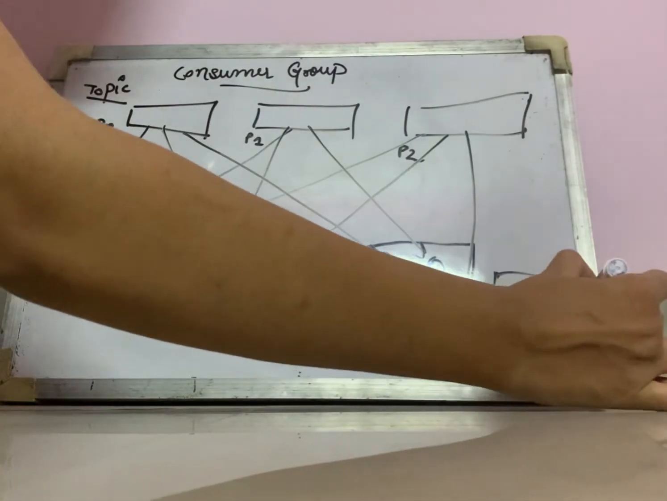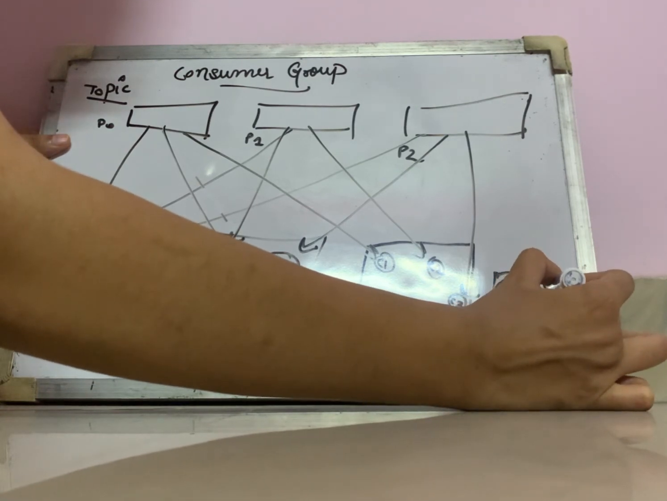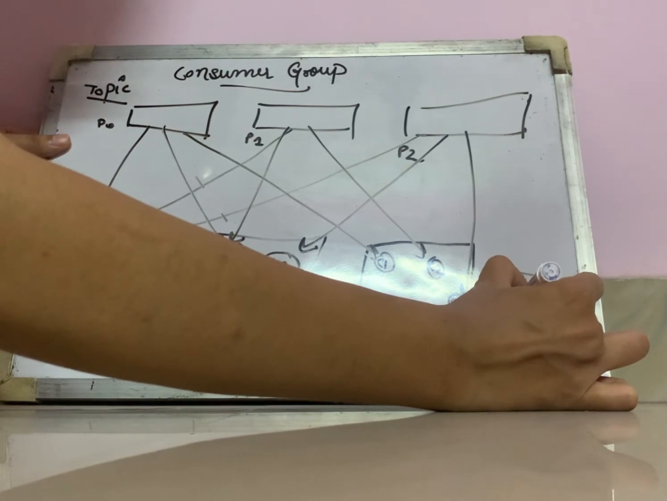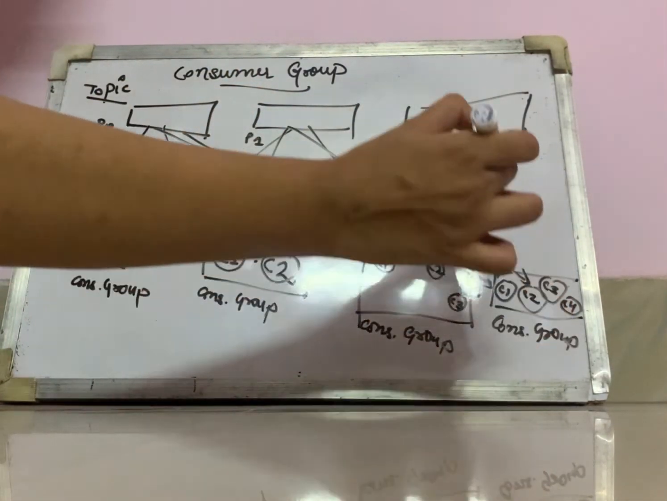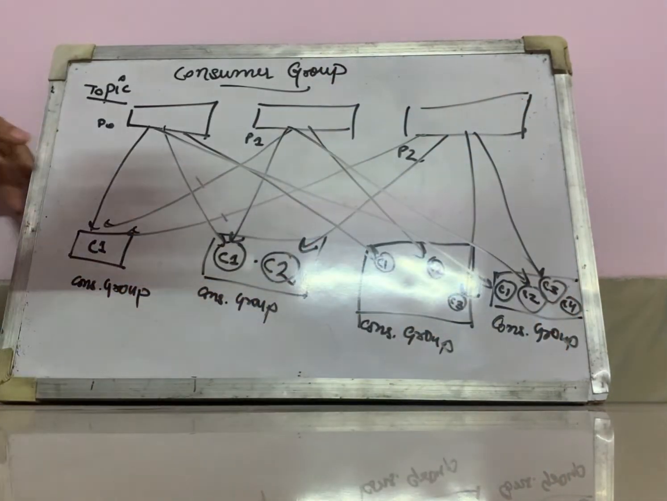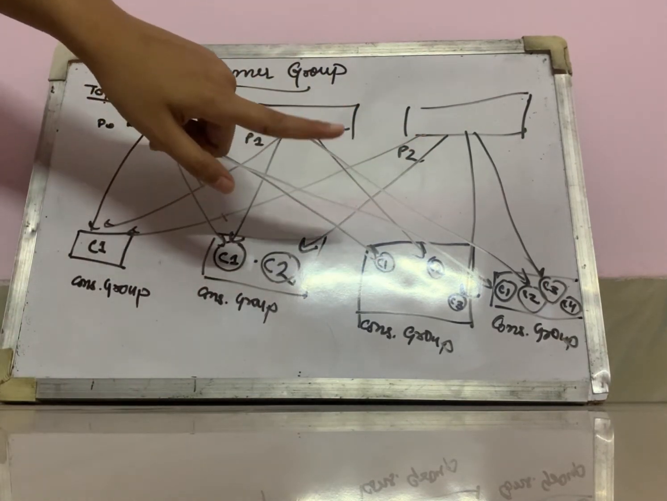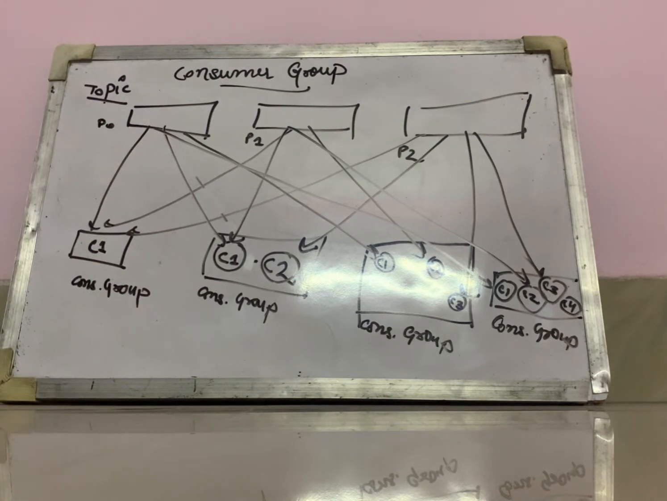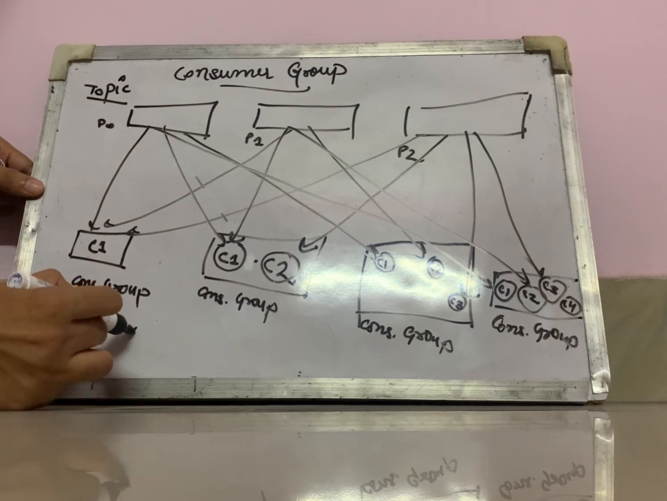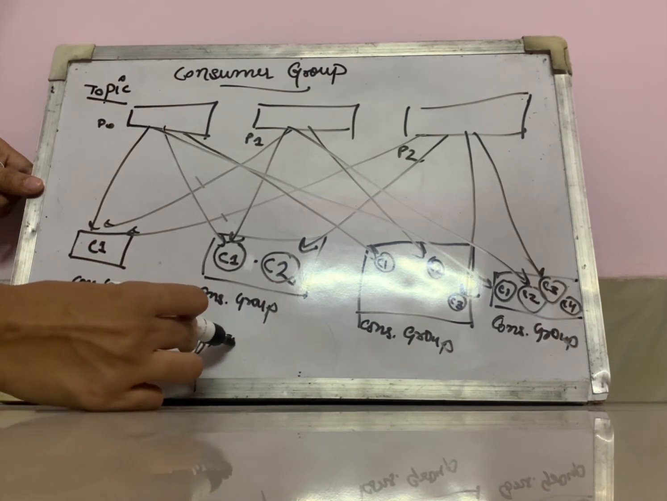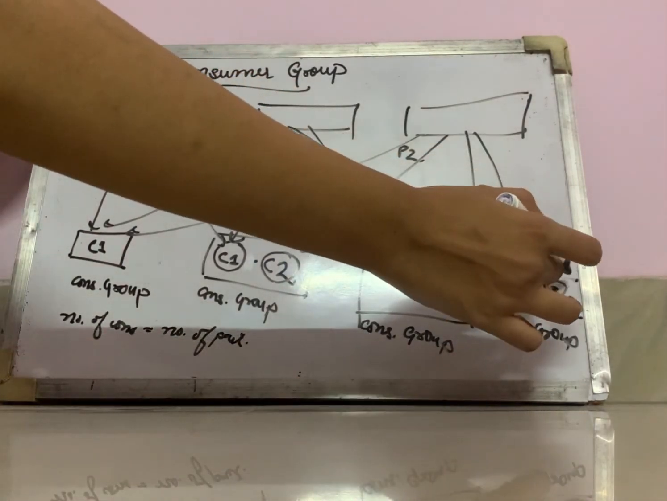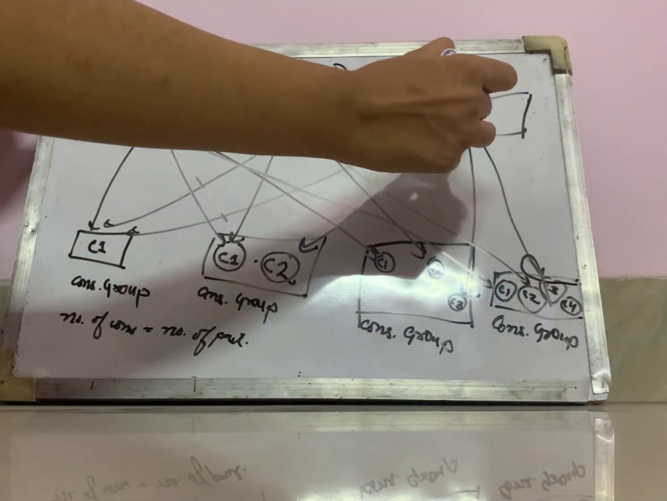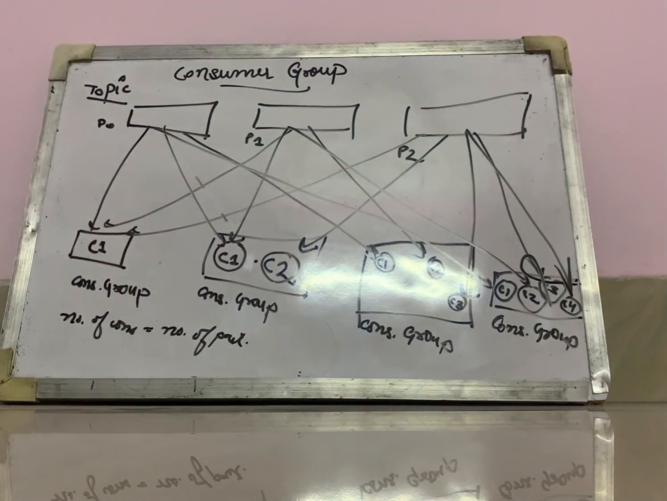Again, consider one more example where C1, C2, C3 and C4 are present: 4 consumers in one single consumer group, with 3 partitions. What will happen? C1 is reading from partition 0, C2 from partition 1, and C3 from partition P2. Now C4, the 4th consumer, will remain idle because you do not have any more partitions. So we can conclude that your number of consumers should be at most equal to the number of partitions, but cannot usefully be greater, because in that case the extra consumer will remain idle. That scenario is helpful if, suppose, C3 goes down, then C4 comes into the picture and starts consuming from the P2 partition. So that is how consumer groups help in parallelism.